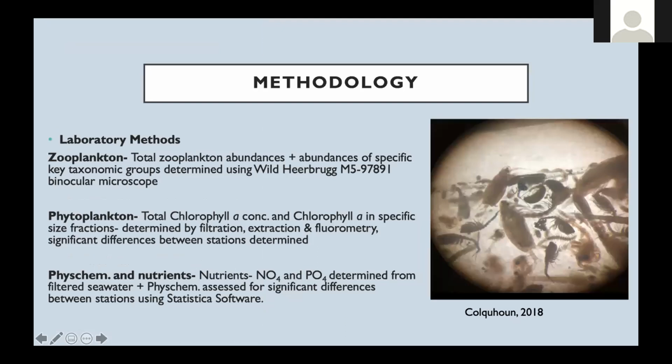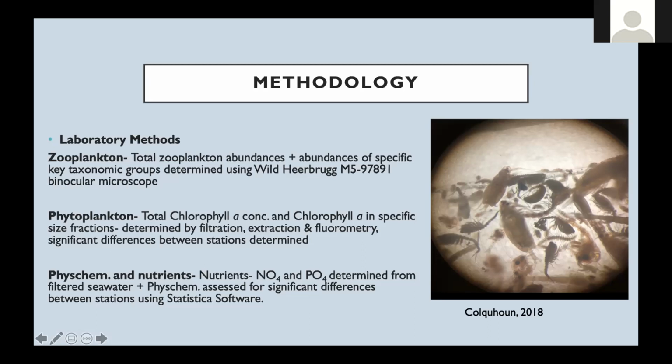So in the lab, the zooplankton were sorted, and total abundances were determined, as well as abundances of the specific taxonomic groups. This was done using a microscope, of course. Phytoplankton were filtered using Nalgene size fractionating towers. Following that, extraction was done using 6 mils of 90% acetone, and the aliquot of that was then put in the fluorometer after 24 hours.